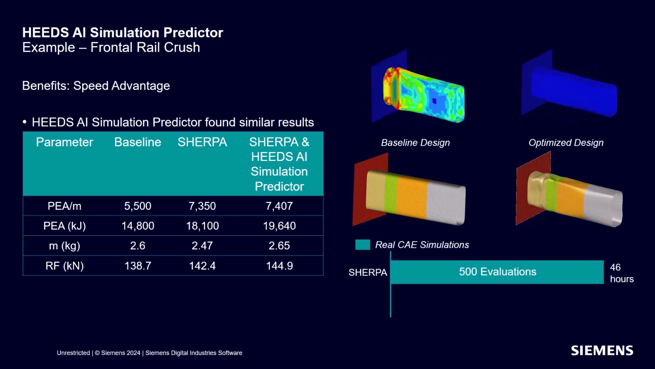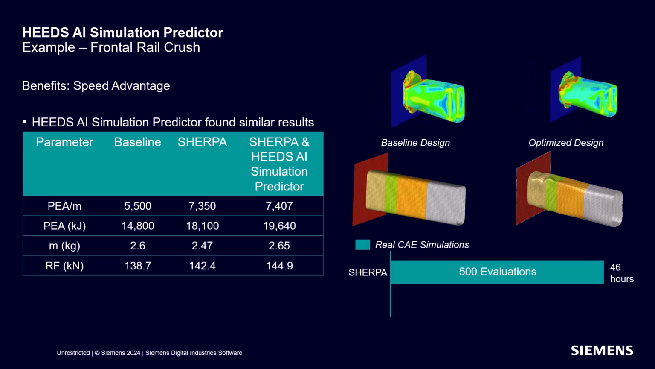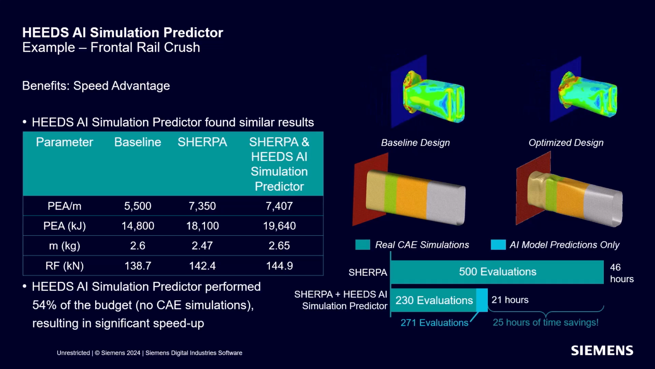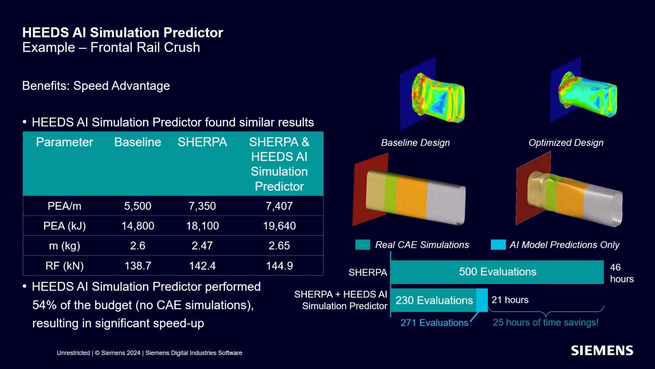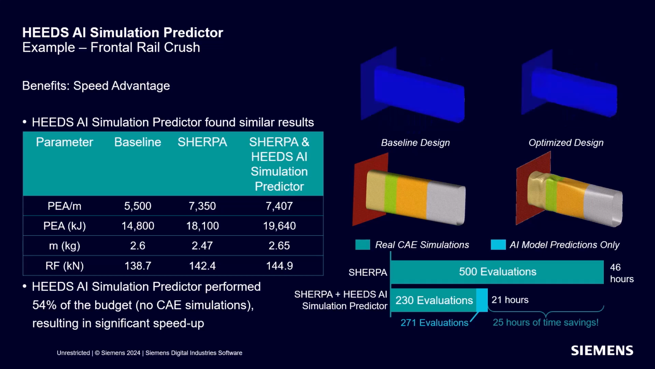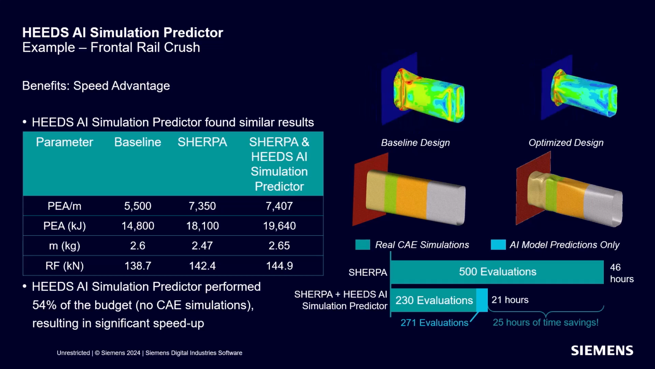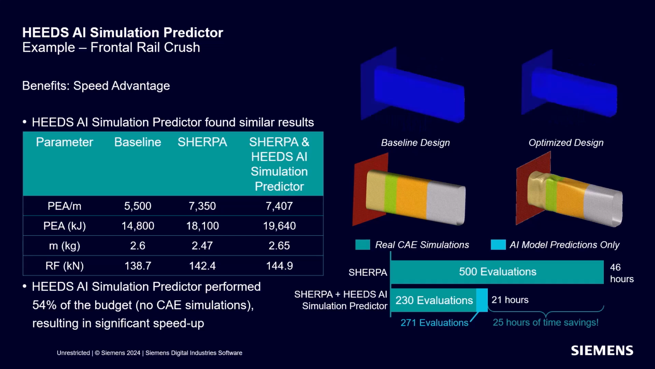For the Sherpa-only optimization, it took 46 hours to conduct the optimization. With HEEDS AI Simulation Predictor, in conjunction with Sherpa, it took only 21 hours to conduct the optimization since only 230 evaluations performed the actual crash simulations. Again, the time savings, 25 hours in this case, is evident in what HEEDS AI Simulation Predictor can offer.